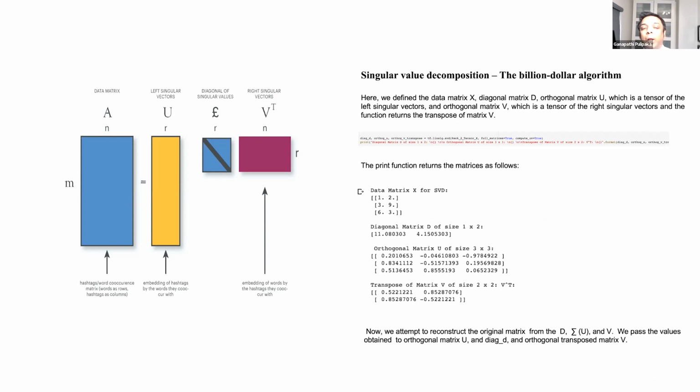And we just create a few matrices here: diag D, orthog U, orthog V, and then the transpose. Those are the matrices that we are creating, and we are going to apply tf.linalg.svd to the rank 2 tensor.